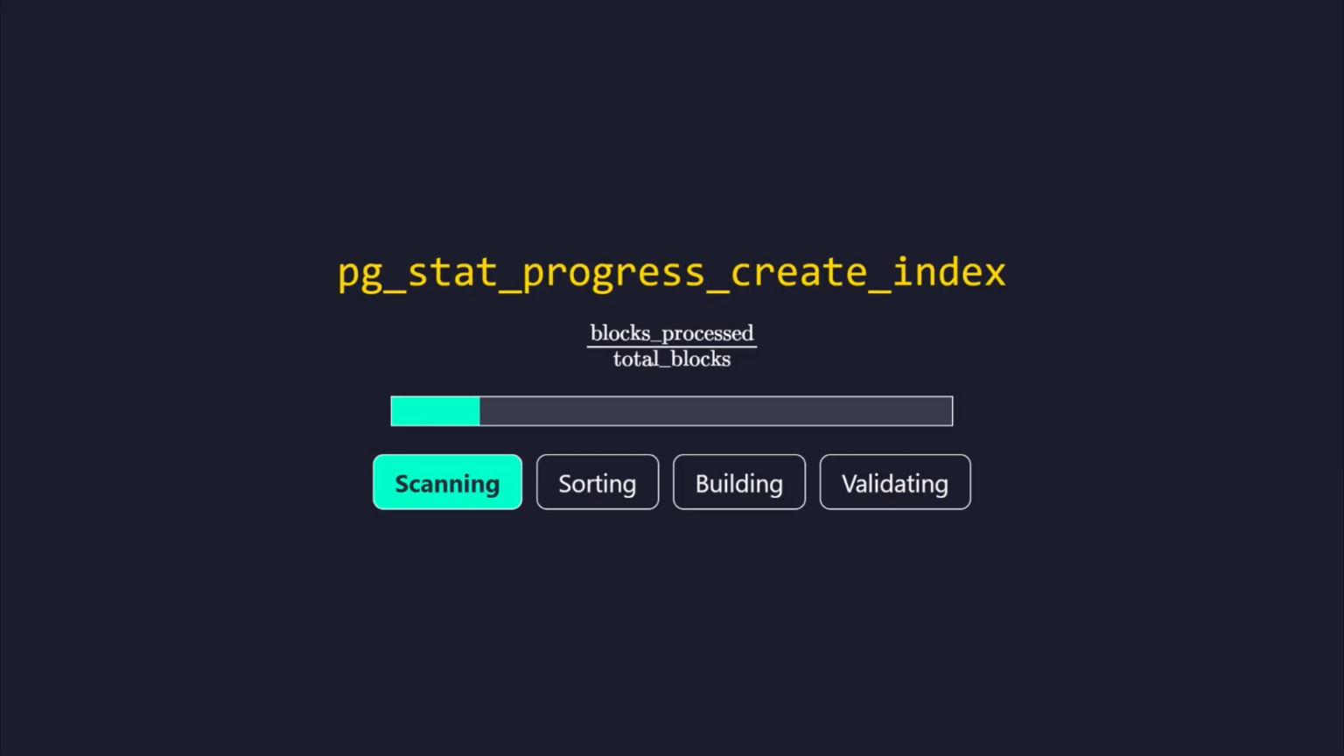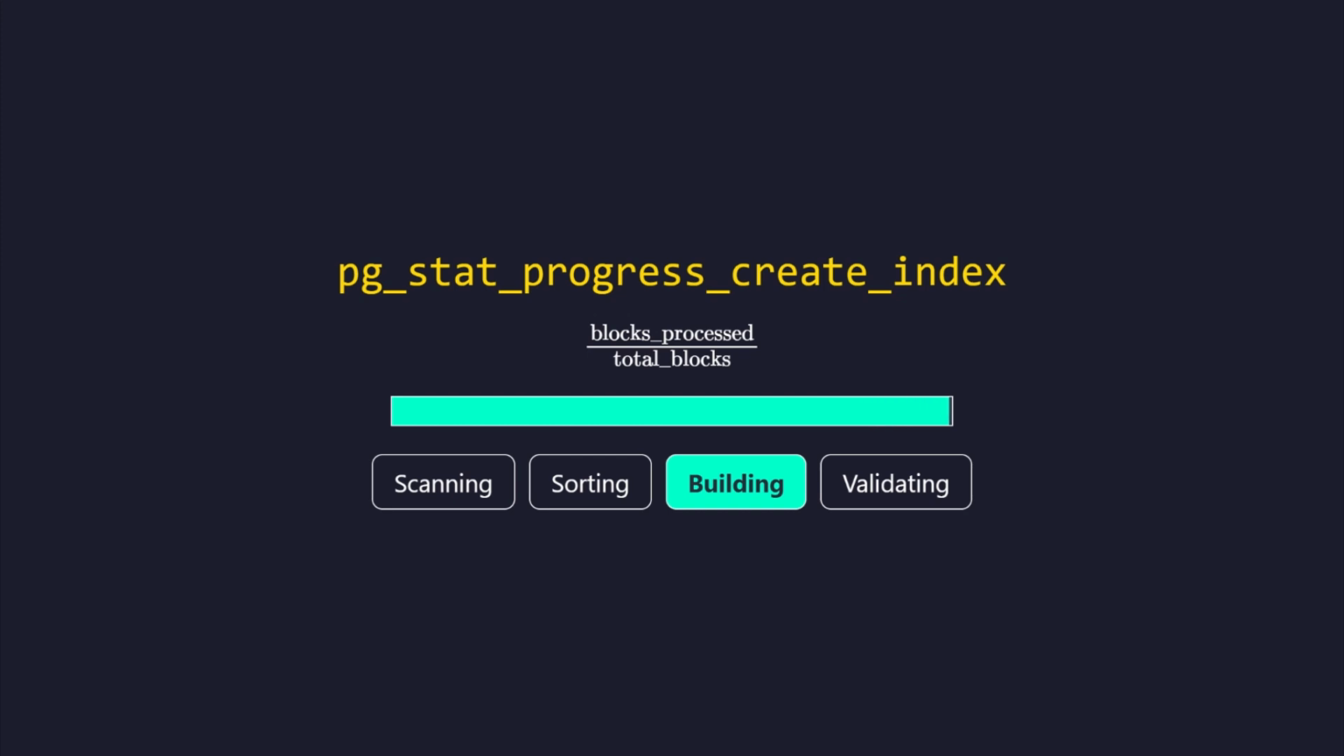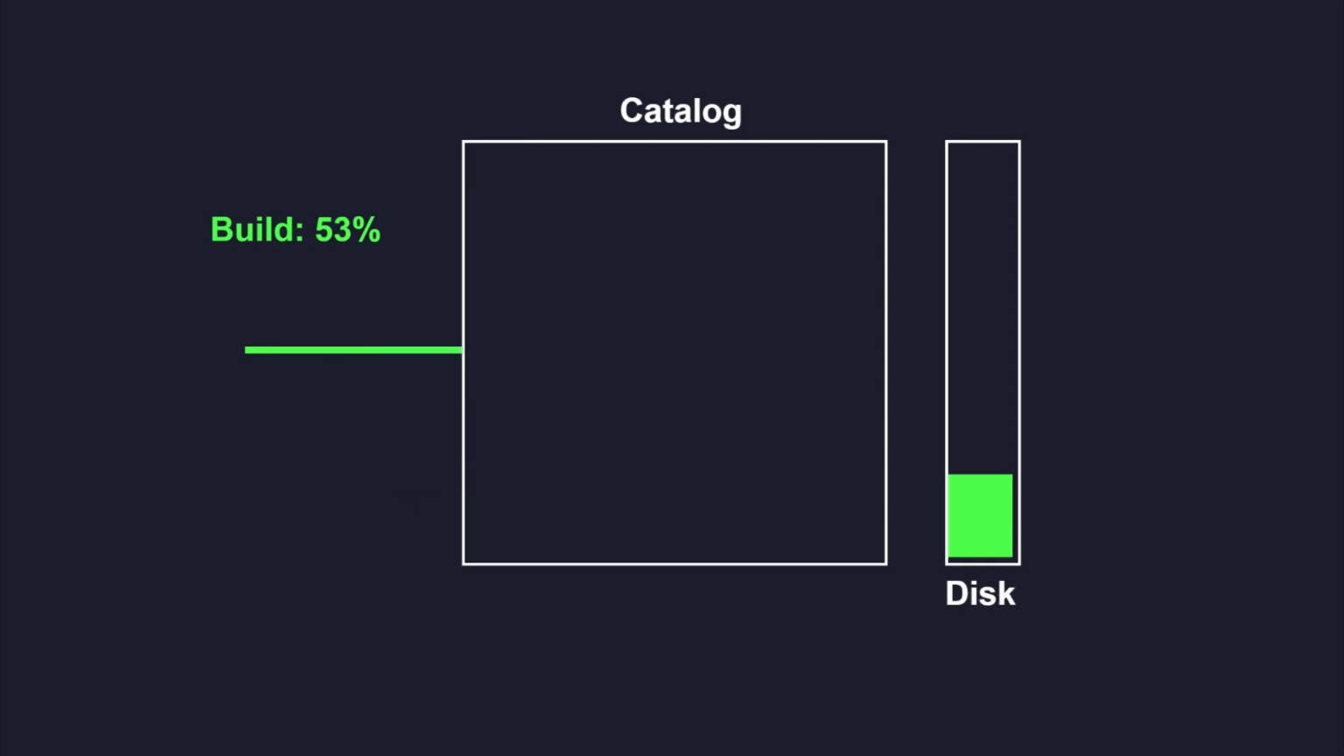Monitor the progress of background index builds using the system view named pg_stat_progress_create_index. This view provides real-time statistics on the number of blocks processed and the current phase of the concurrent indexing operation.